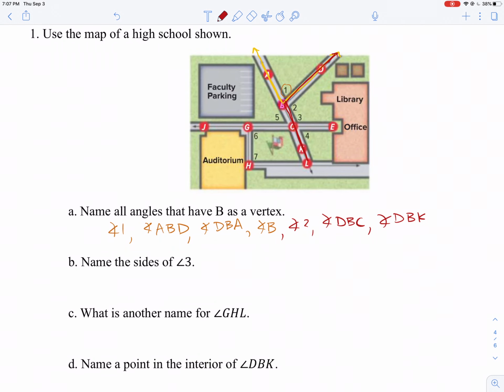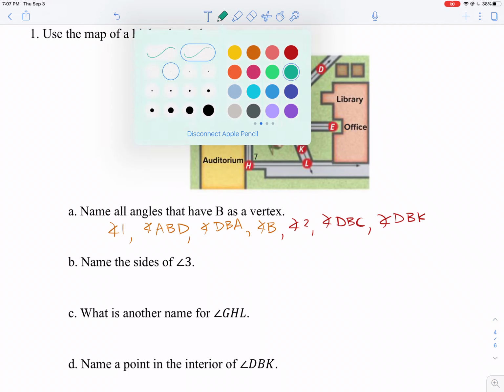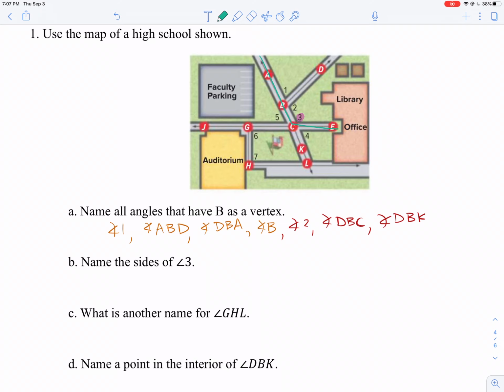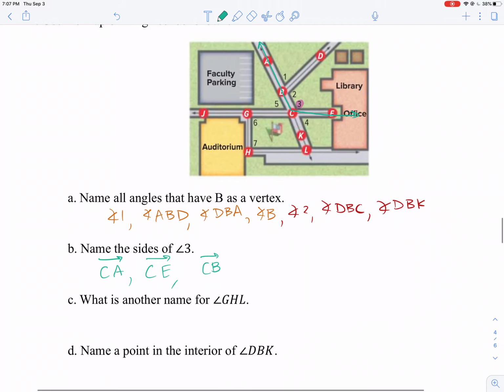For B, it says name the sides of angle 3. So angle 3 is going to be here. So again, let's go through. If angle 3 is here, that means our angle is like so. So our options for our sides are going to be CA, using C as our endpoint, CE, or we can even say CB. So those are our 3 options.